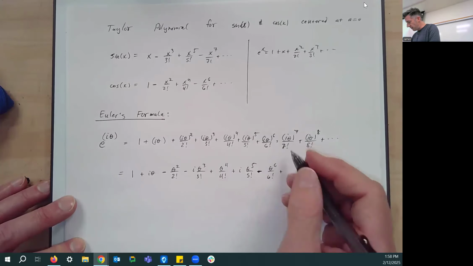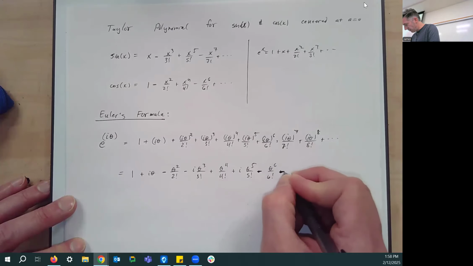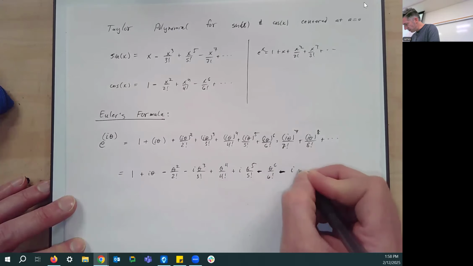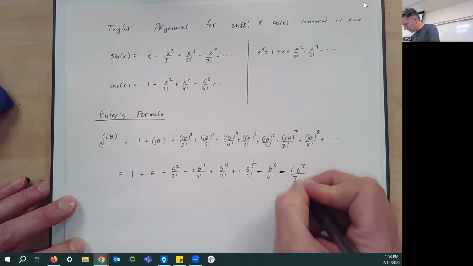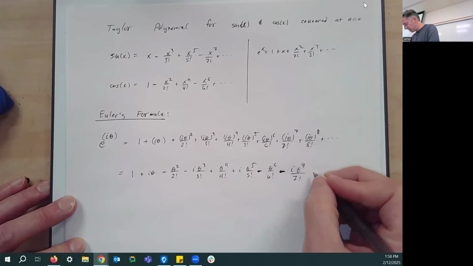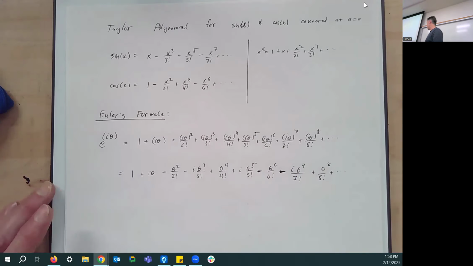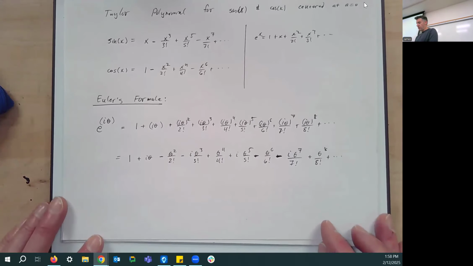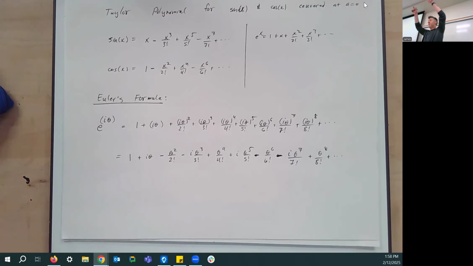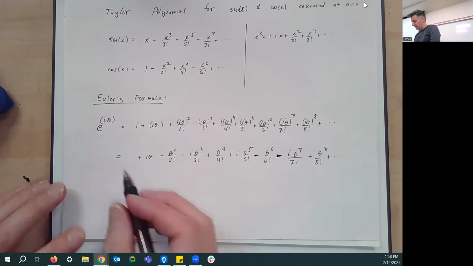Whew. i to the 7th is -i times theta to the 7th over 7 factorial. And finally, i to the 8th is 1 again, so it's theta to the 8th over 8 factorial. Okay, I'm going to do 2 things at once here because we're almost out of time. I'm going to separate the ones that have i's and that don't have i's. So let's do the ones without i's first.